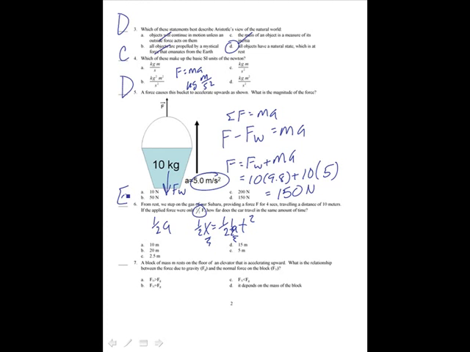A block of mass m rests on the floor of an elevator that is accelerating upward. What is the relationship between the force due to gravity and the normal force? If it's going upward, the normal force is greater than the weight. It looks like it's A. Fn is greater than the weight of the object, or the gravitational force.